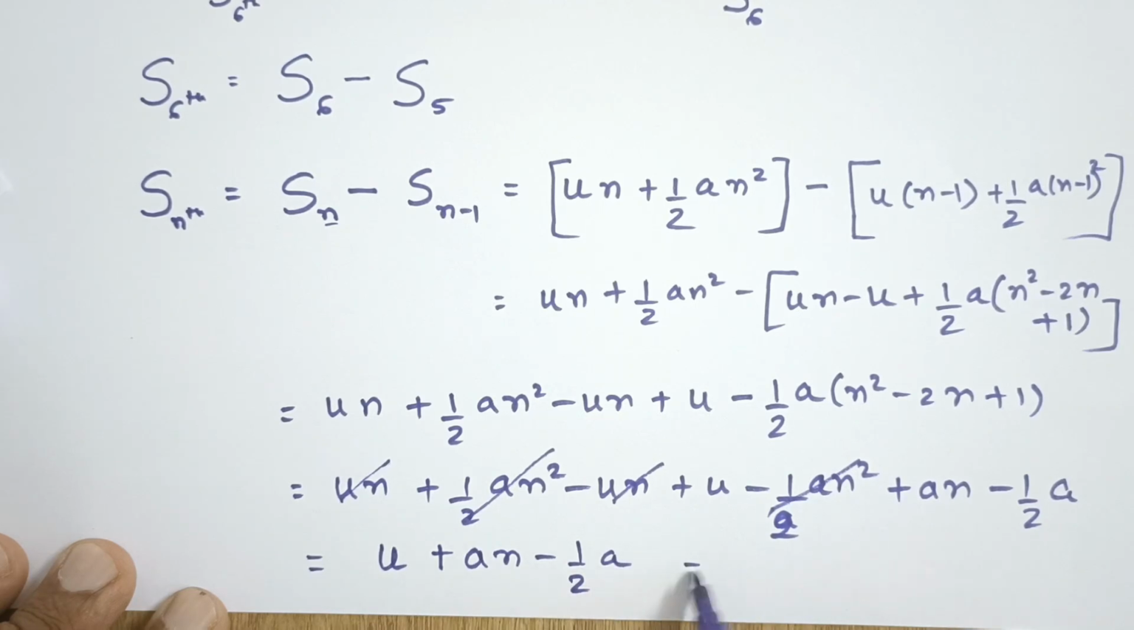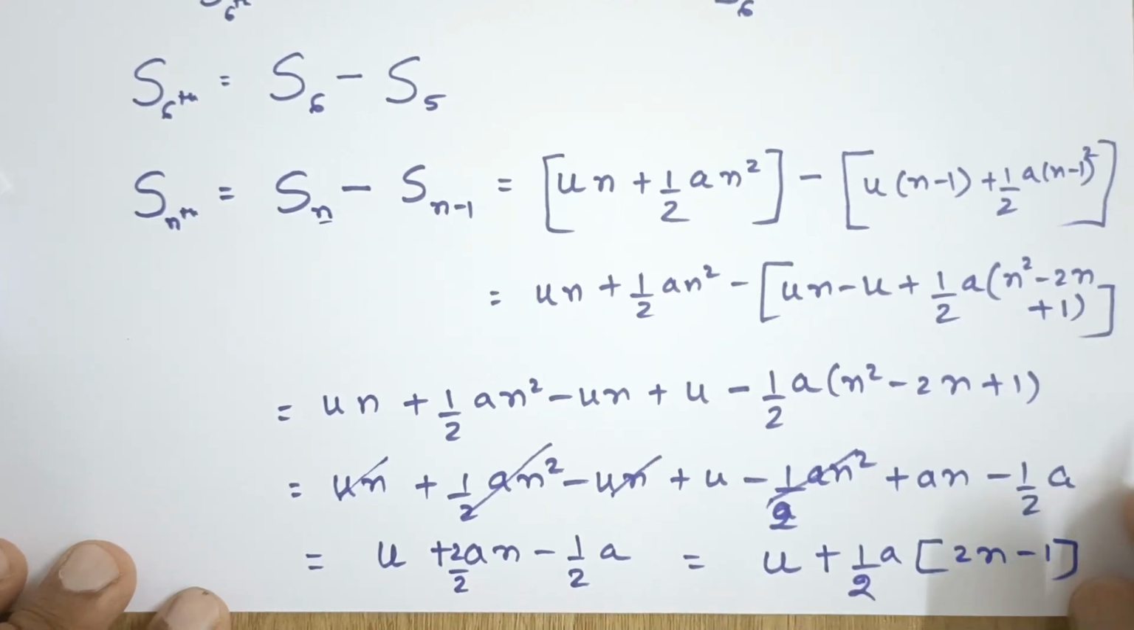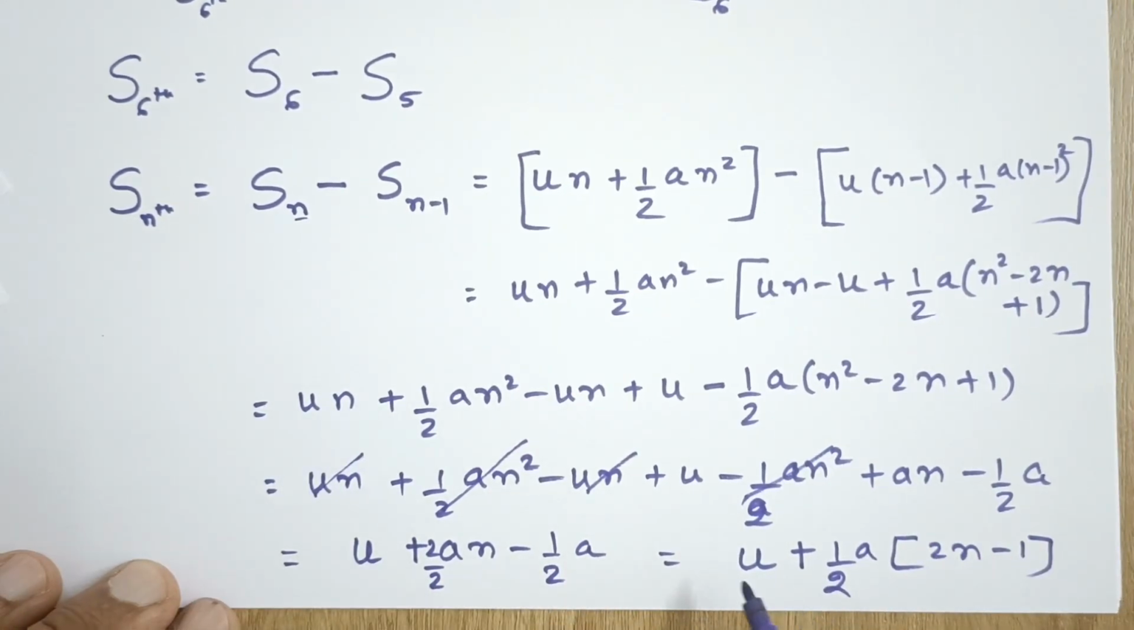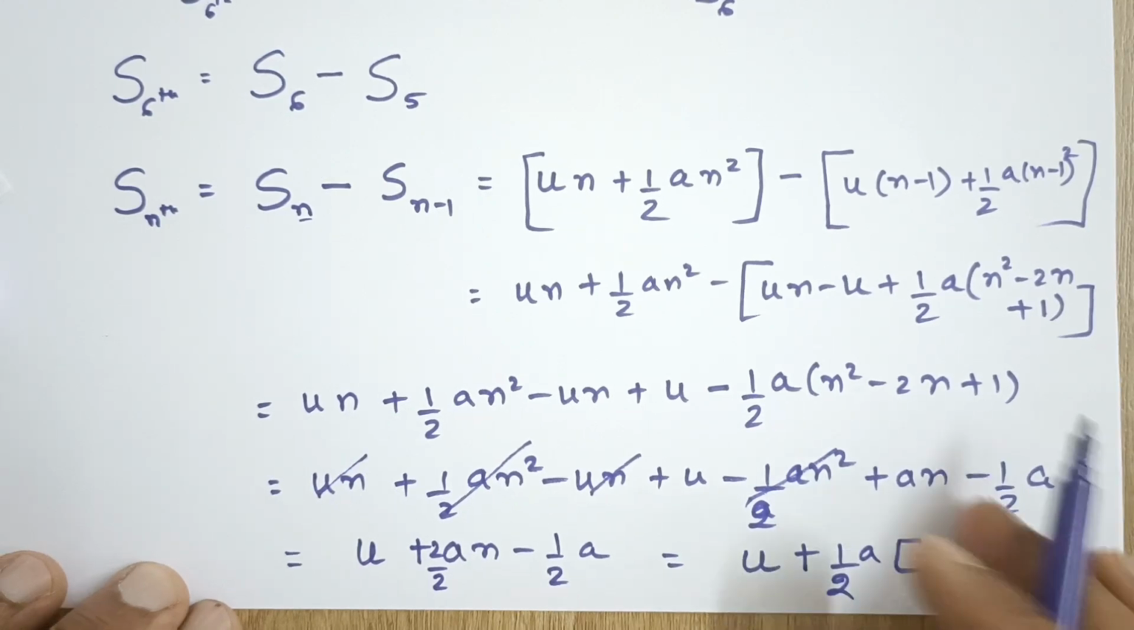So it can be written as u plus, I'm going to take half common, so I'm going to multiply up and down by 2 and 2, and half a comes outside, so here it is 2n minus 1 is the answer. So the distance traveled by the body in the nth second is given by u plus half a times 2n minus 1.